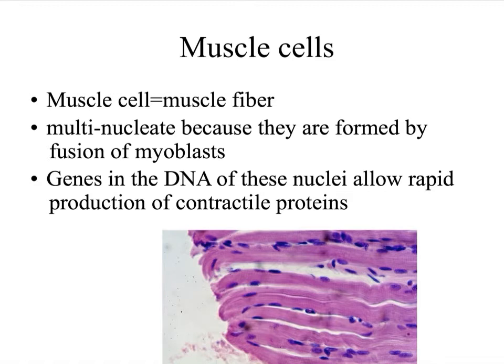Muscle cells are multinucleate, meaning they have many, many nuclei. The reason for this is, if you notice this word, myoblast, anytime you see the suffix blast, that means an immature form. So a myoblast is an immature muscle cell. The way muscle cells form is that first off you have what they call a myosatellite cell that turns into a myoblast, and then the myoblasts fuse together to create this larger muscle fiber.